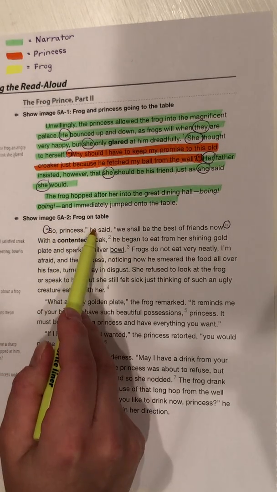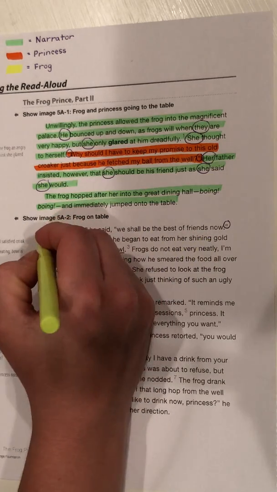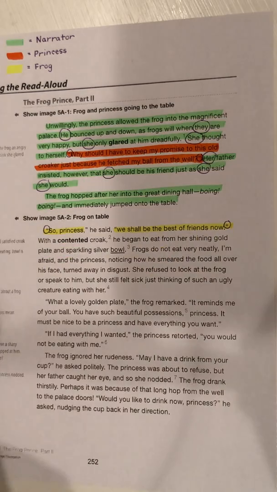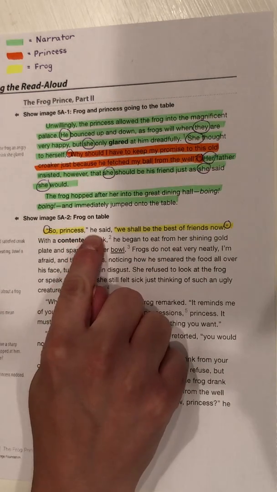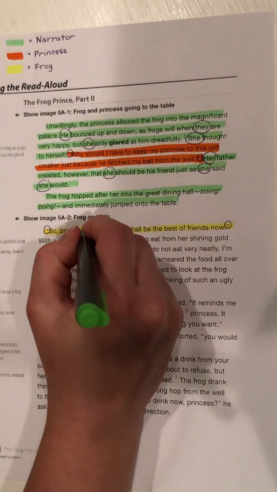"So, princess," he said, "we shall be the best of friends now." Now leave that little part in the middle because the narrator is saying that part. The narrator is telling me who is talking. The narrator is telling me he said it. So I'm actually going to highlight just that little part green.